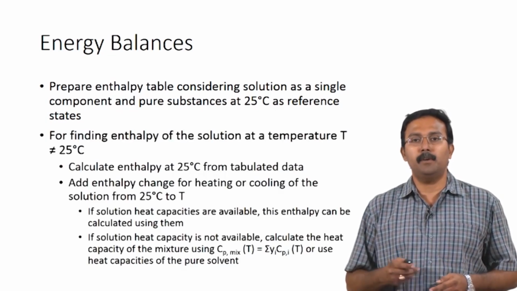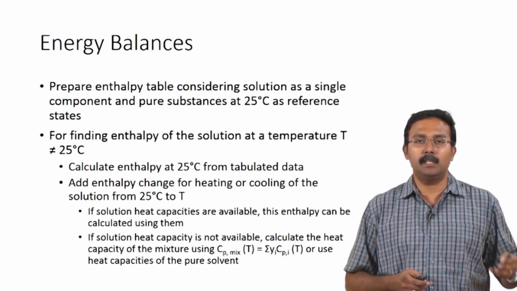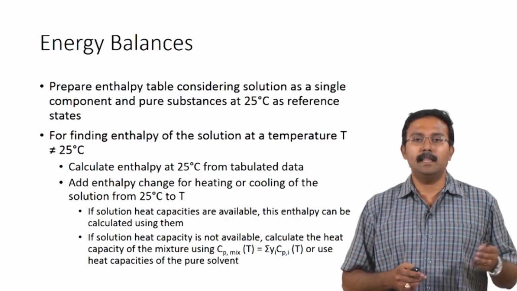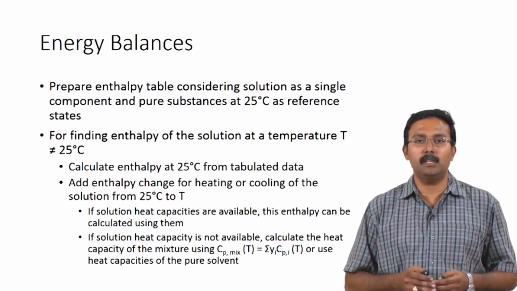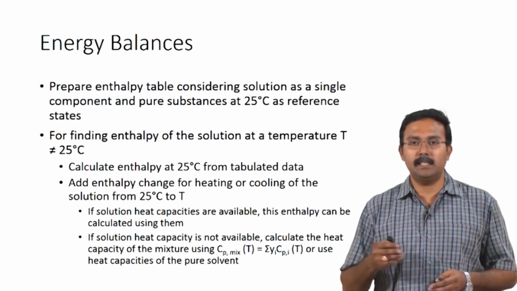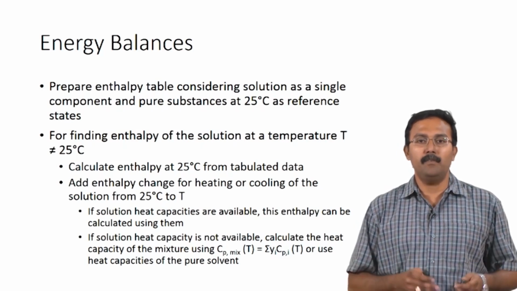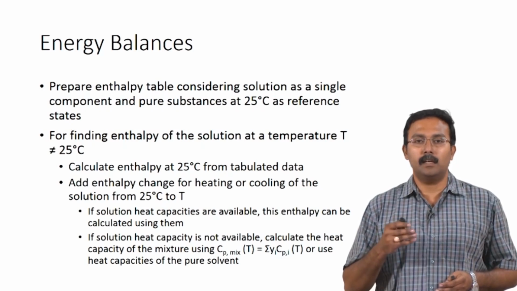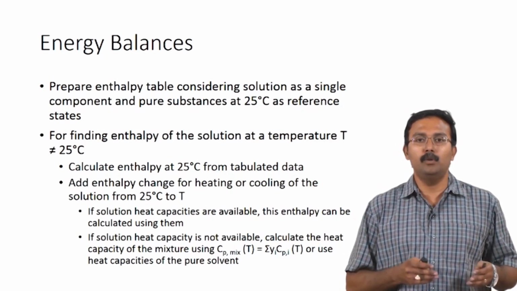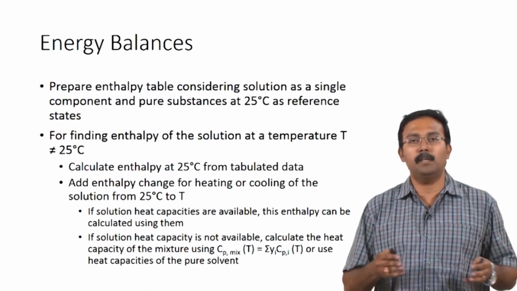So, for finding the enthalpy of a solution at a temperature which is different from 25 degrees Celsius, you would calculate the enthalpy at 25 degrees Celsius from the tabulated data. You would add the enthalpy change for heating or cooling of the solution from 25 degrees Celsius to temperature T. If solution heat capacities are available, they can be used directly for calculating the change in enthalpies. If not, you have to calculate the heat capacity of the mixture using Cp of the mixture, or use the heat capacity of the pure solvent and solute, or the pure solvent alone, depending on the level of dilution.